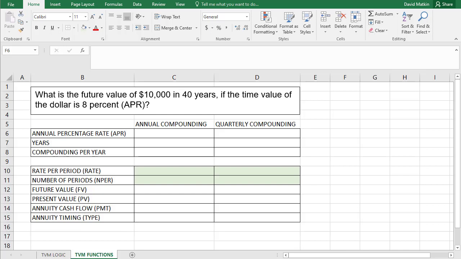Hello everyone, this is David Matkin, and this is a follow-up video to part one on taking a present value and calculating the future value. And if you haven't watched that video, I recommend you stop and go watch that video. It's about 10 minutes and it's an important precursor to what we're doing here.